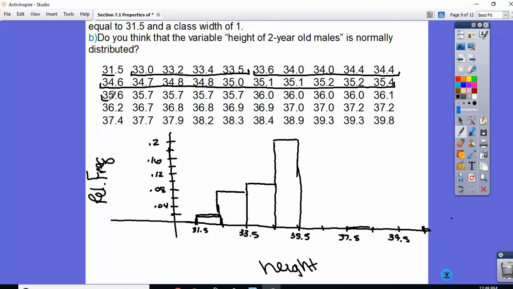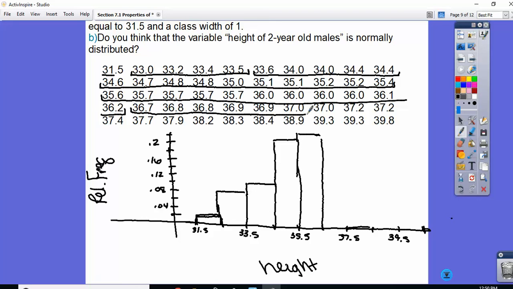35.5 and 36.5. We get 11 that time. So 11 out of 50 gives me 0.22. 36.5 and 37.5, 10 again. 10 out of 50 gives me the 0.2.